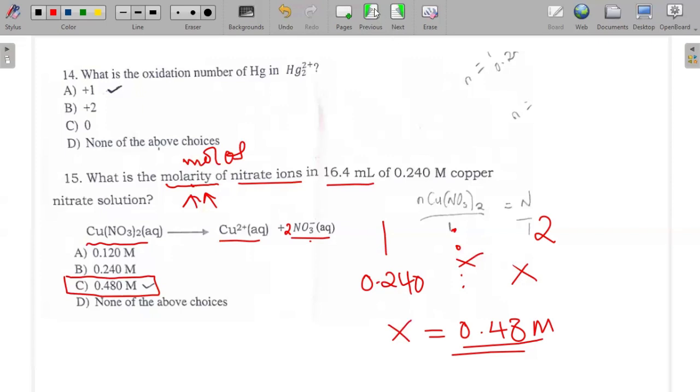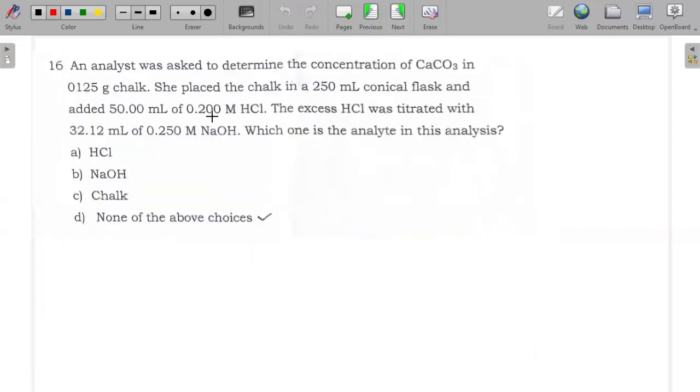Okay, so if there are no questions, I'll move to question 16. They're saying an analyst was asked to determine the concentration of calcium carbonate in 0.125 grams of chalk. She placed the chalk in a 250 milliliter conical flask and added 50 mils of 0.2 molar hydrochloric acid. The excess hydrochloric acid was titrated with 32.12 milliliters of 0.25 molar sodium hydroxide.